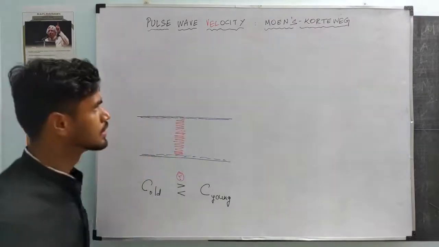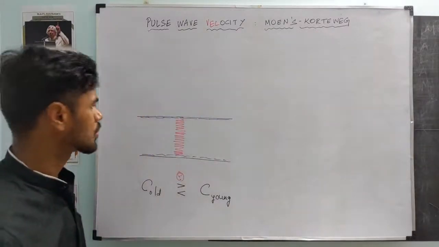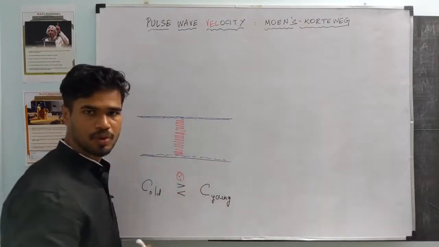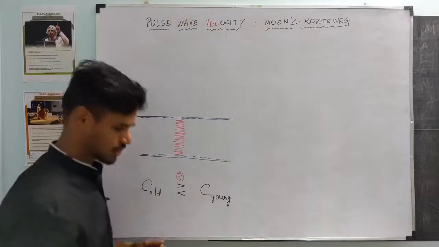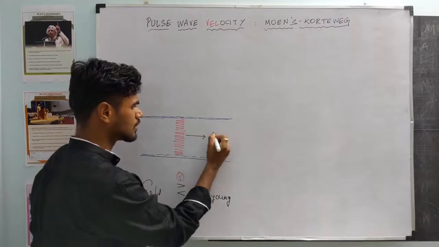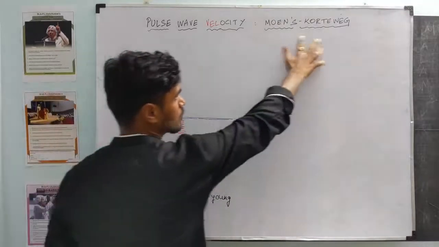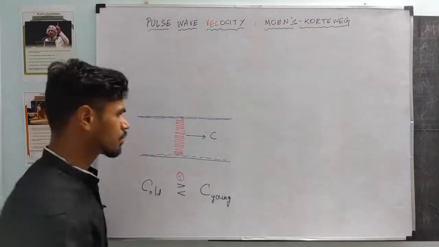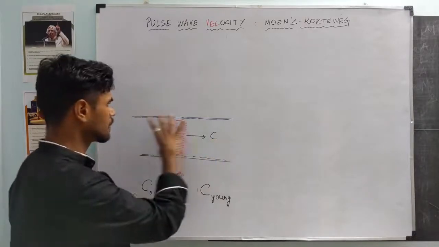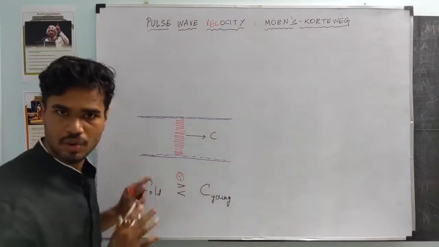One of the ways to do this is by using what is known as an approximation for the velocity of blood flow within the vessels. If we take a small pulse of blood, it's going to move, say, at a velocity c. Moens-Korteweg gives an approximation of what this velocity of the pulse wave is, based on some properties of the blood vessels. That's what we are going to look at in this video.